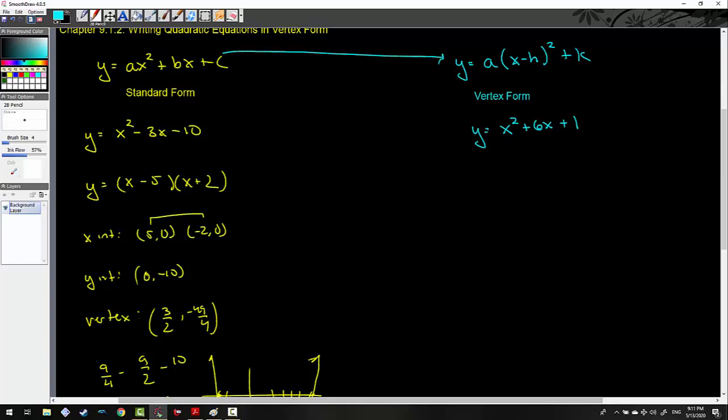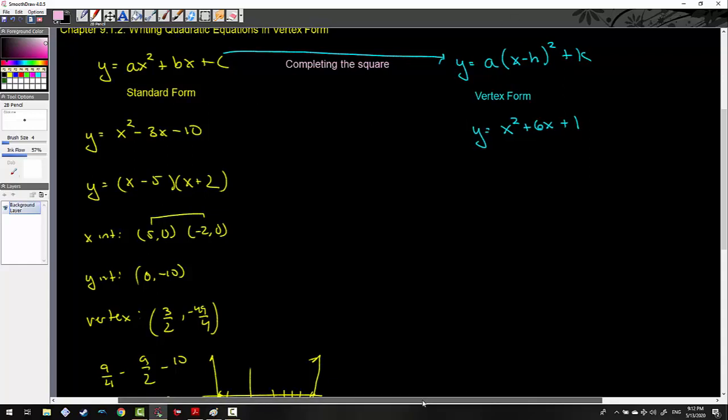And the way we do that is we witness the return of an old friend known as completing the square. We will see completing the square make its triumphant return in this episode. I'll put it in purple, that way it stands out. We will use completing the square to create vertex form. And then once we get this thing in vertex form, I'll tell you what the advantages are and what all the pieces are.